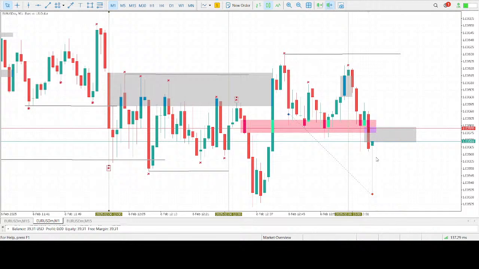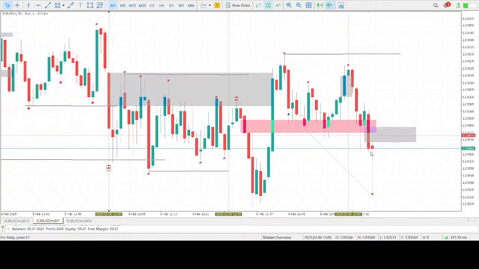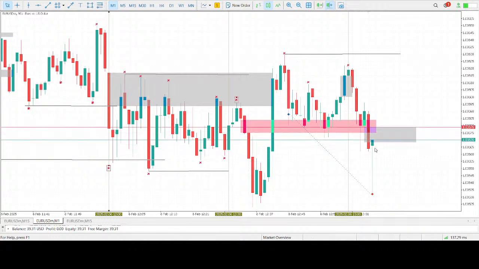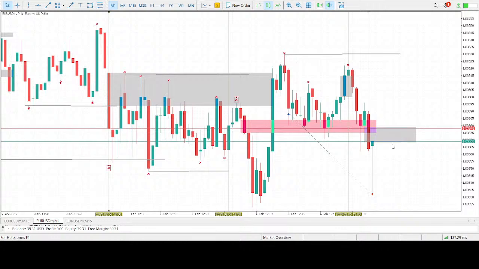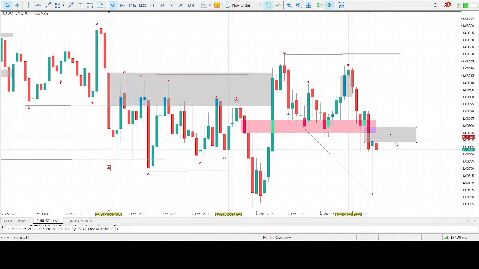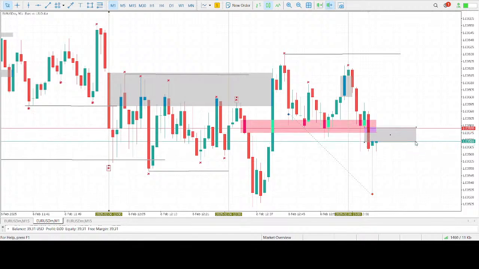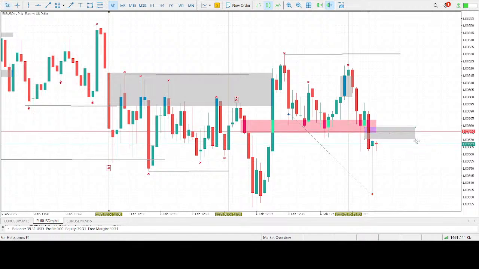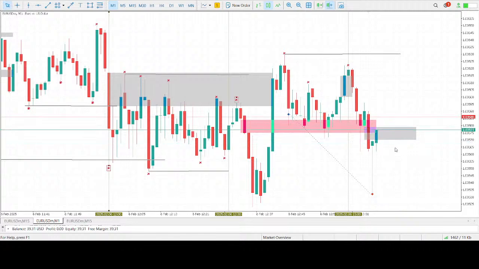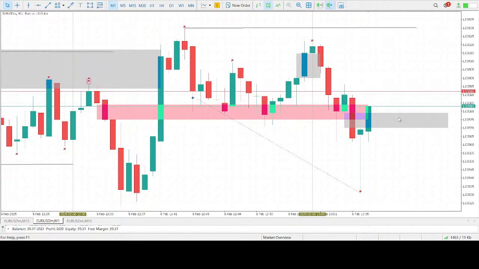This fair value gap is not yet valid unless there is a more clear break down to the downside. I would probably give it to this as the fair value gap and then see how price runs and reacts around that.